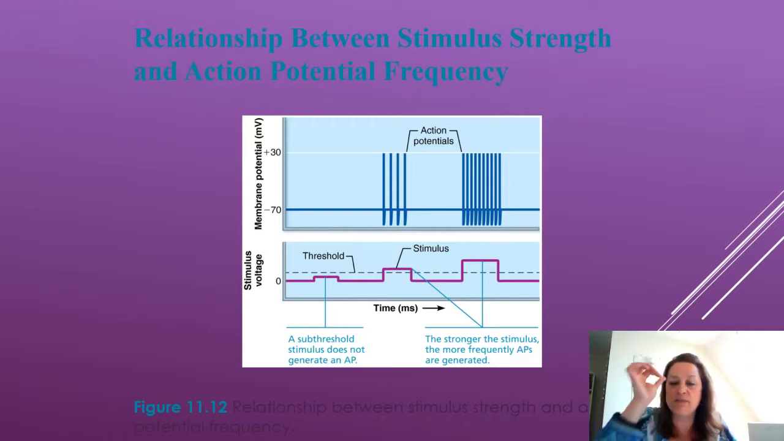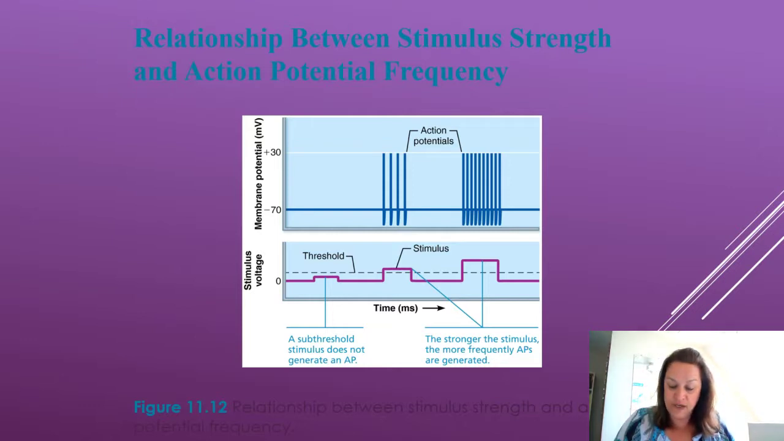The stronger the stimulus, the more frequently the action potentials are generated. So that one on the far right is a heavier, stronger stimulus, which causes more action potentials per second. So it's all about the number of them, the frequency, to determine how strong one of the stimuli is.